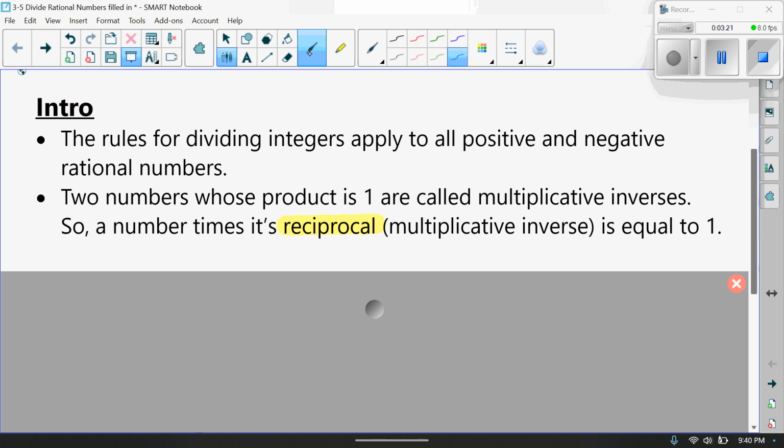So here, if I'm looking at 3/4, the reciprocal is 4/3. If we multiply those together, we get 1. Again, if I multiply those together, that's 12 over 12, which is equal to 1.